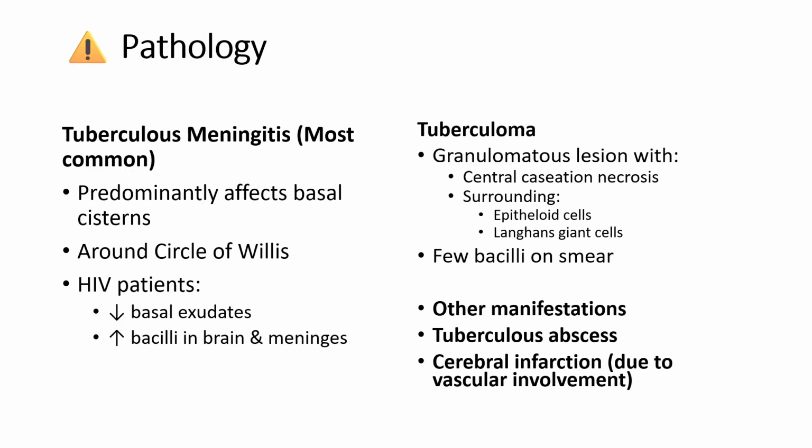Tubercular meningitis is the most common form. It predominantly affects the basal cistern around the circle of Willis. HIV patients will have reduced basal exudates and increased bacilli in the brain and meninges. Tuberculoma: here the granulomatous lesion is present with central caseating necrosis and surrounding cells like epithelioid cells and Langerhans giant cells. There are few bacilli present on smear. Other manifestations are tubercular abscess and cerebral infarction due to vascular involvement.